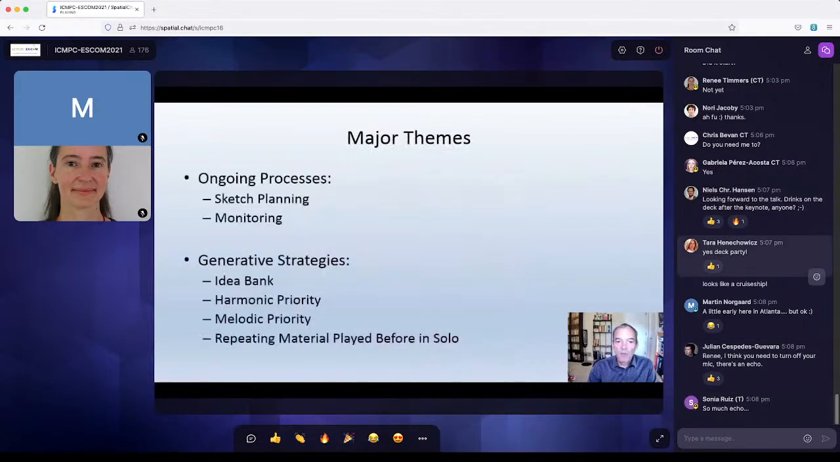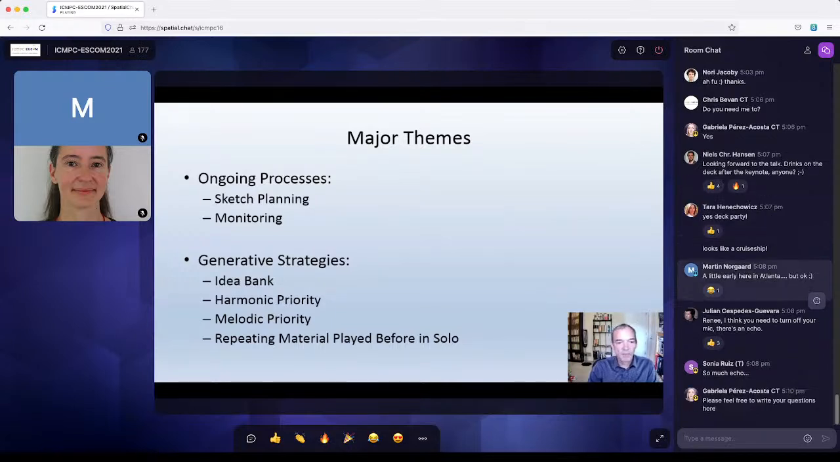What I found was it appears that artist-level jazz improvisers continuously plan ahead. I call this sketch planning, and this is a concept that we are going to see later on that becomes kind of important, as it aligns with a theoretical framework suggested by Roger Beatty, or could align, in my opinion. It also appeared that they were constantly monitoring what they had just played.